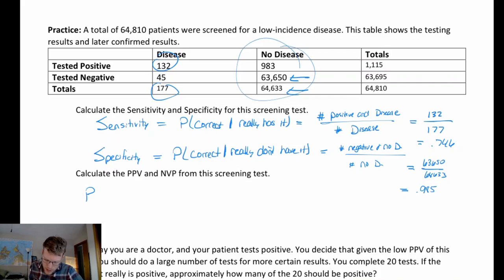Now, PPV and NPV, I'm not going to talk as much about these. I'm just going to do them. This is going to be correct given positive results. So correct and positive is going to be 132 over the total with the positive result, 1115.